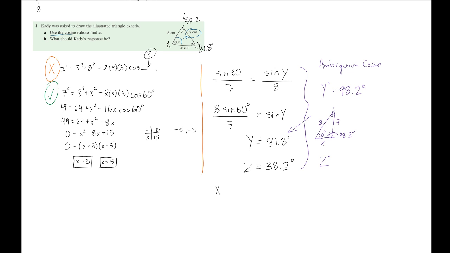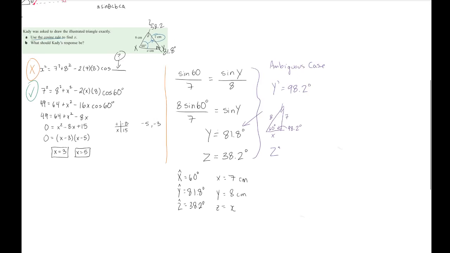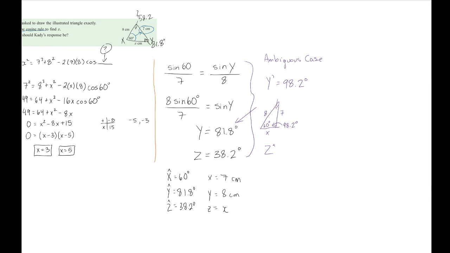If I look at the acute triangle, the angle that I have is 60 here. This one's 81.8. This one's 38.2. And the side lengths that go with it, okay, sorry, I've just realized that the side length on the diagram's labeled X. That was bad form on my part. This one's 7, this one's 8. And so the side length that's actually Z, based on how I labeled my vertices, is the X that we're solving for. That's a little messy.